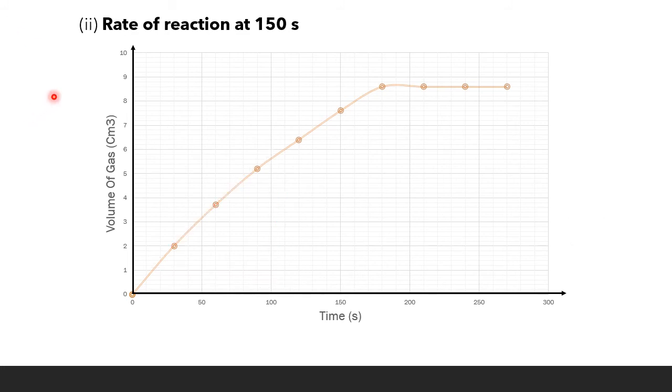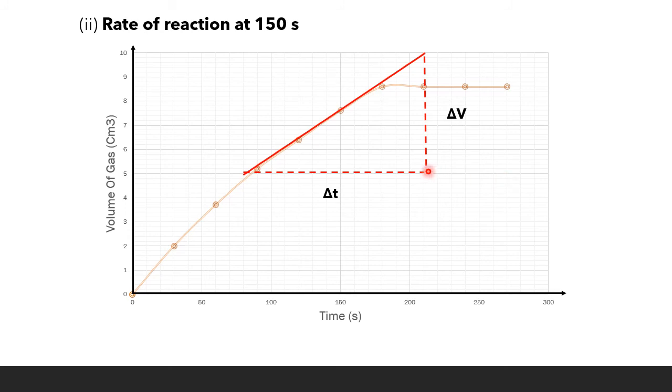Question number 2, calculate the rate of reaction at 150 seconds. So kat sini 150 second. So maksudnya dekat point sinilah. Dan kita lukis gradient yang terbaik yang kita boleh lukis. Okay, kemudian kita buat segitiga daripada gradient tersebut. Kan? And then use the same formula which is delta V, okay, divide by delta T.